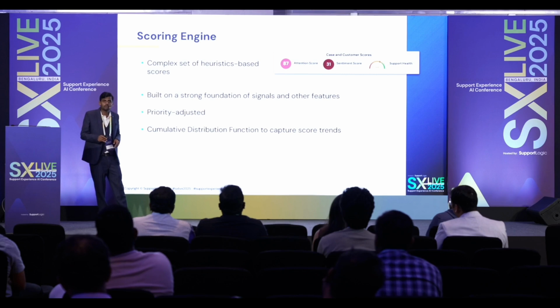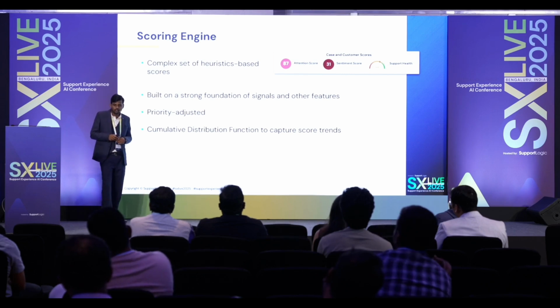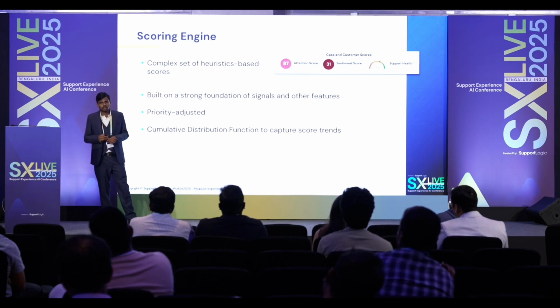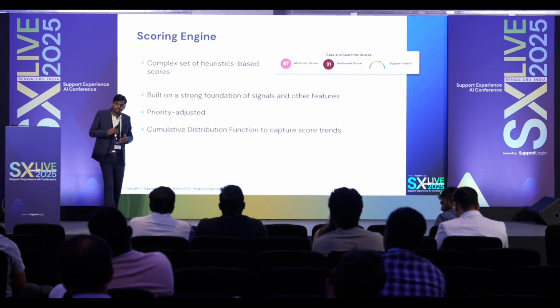That's where we use those heuristics and convert them into a CDF format. We perform a cumulative distribution function over a time series based function. That allows us to penalize and incentivize accordingly, eventually leading the score to go up and down.